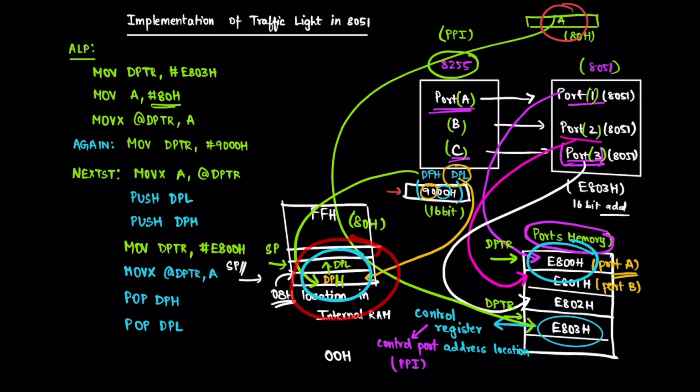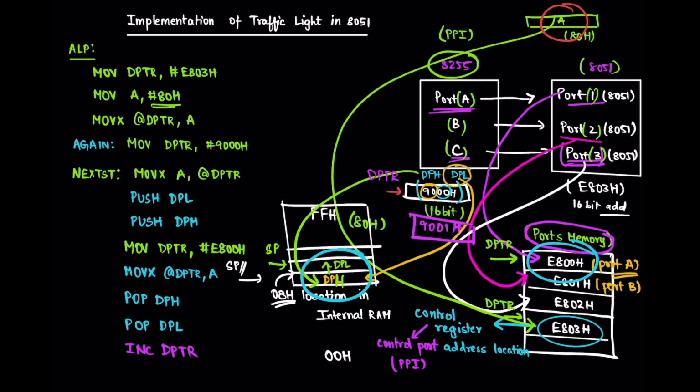Now when we pop this DPL and DPH, only the value is going to get stored in E800. What is going to happen to the DPTR pointed location? So DPTR is going to again go back to 9000H. So DPTR is going to show 9000H, and then we are going to increment DPTR. So when we increment DPTR, it is going to come to 9000H, which is the next location.